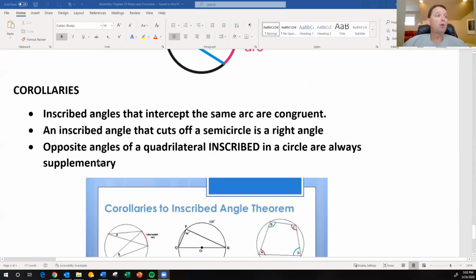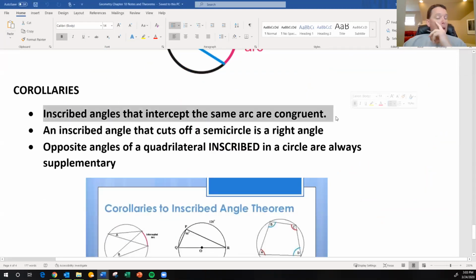Now, there's a couple corollaries as well, and I want to highlight these. First of all, it shouldn't surprise you that if you have two inscribed angles and they both intercept the same arc, well, both angles will be half the measure of the arc. So those two angles have to be congruent.